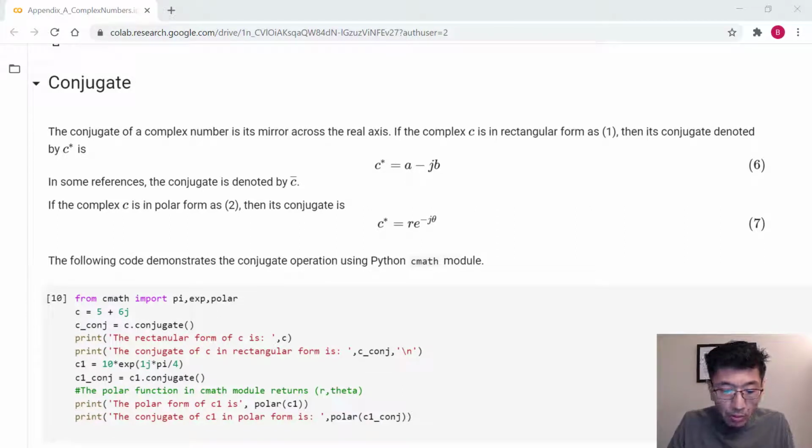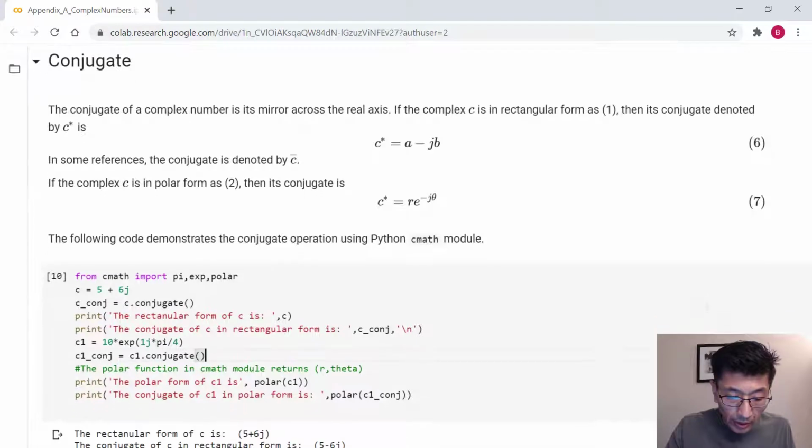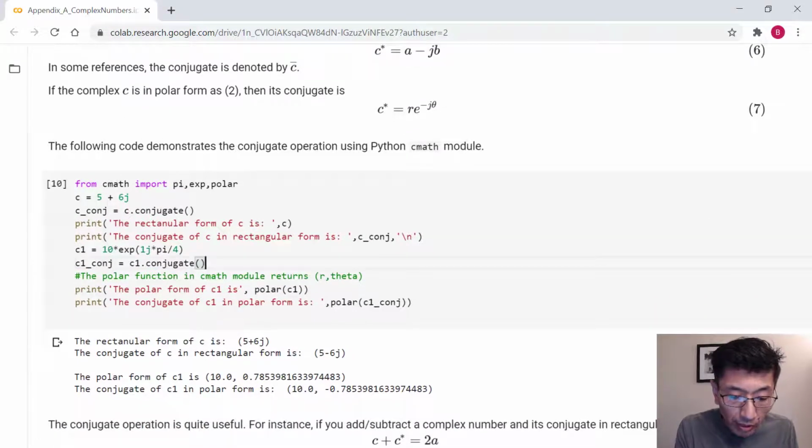Here is a quick demo of using Python. I have the number C equal to 5 plus 6j, and its conjugate. The conjugate in Python is just C.conjugate(), a method function associated with the complex number. Don't forget the parentheses. You have to have them, otherwise it will give you a weird result. In this case, you get the conjugate of C, printed in rectangular form. So the conjugate is 5 minus 6j.